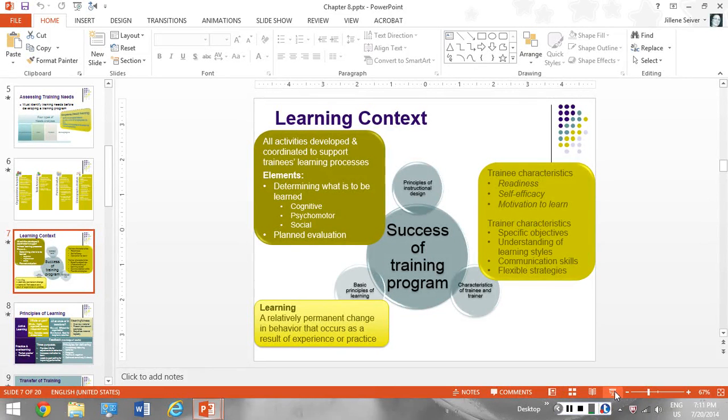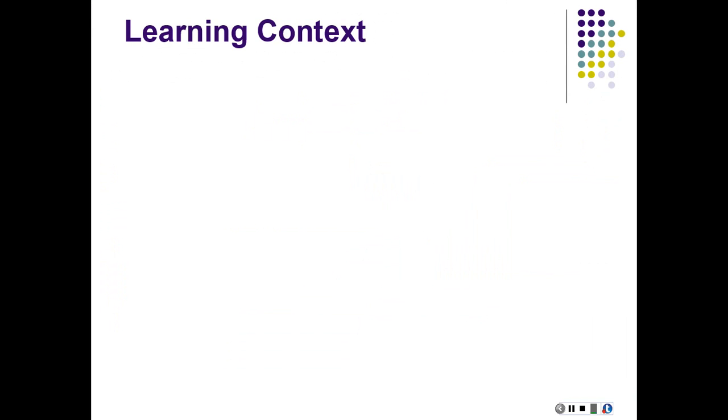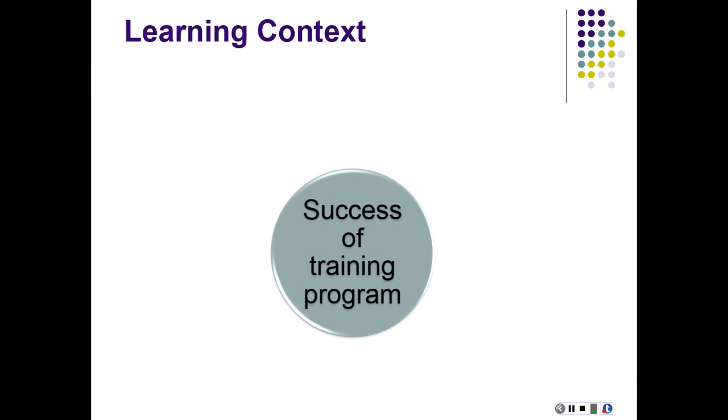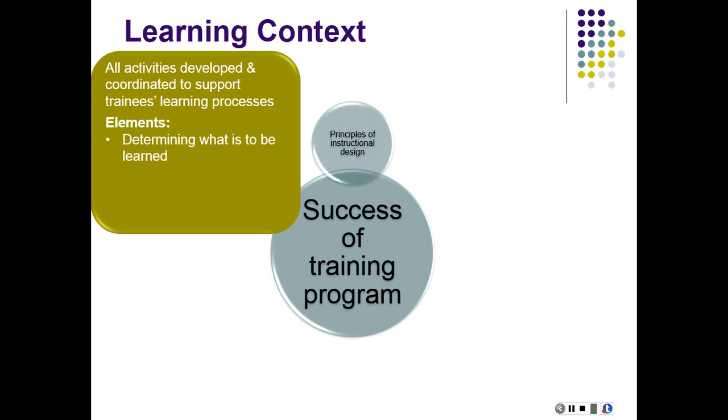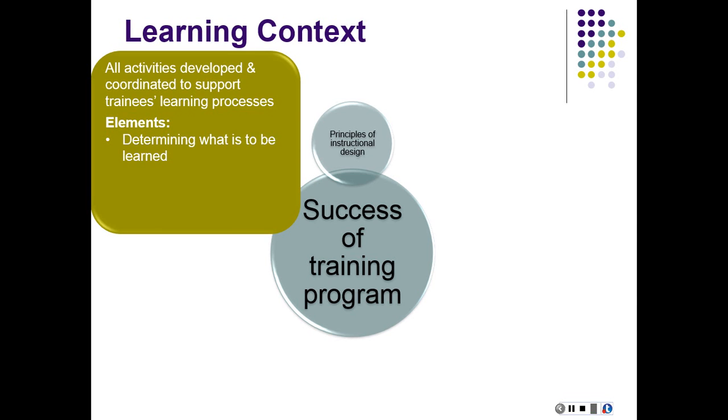Okay, so now we're on the segment having to do with learning context. The success of any training program depends on certain principles that are based on instructional design issues, like whether all the activities were developed and coordinated to support the trainees' learning processes or not. The elements of this process are things like, okay, what am I trying to teach these trainees? What exactly do I want them to learn from this training?